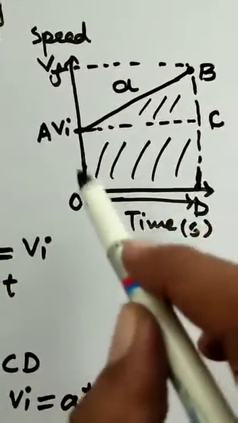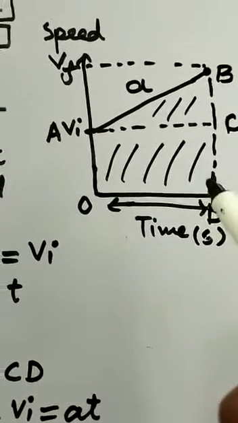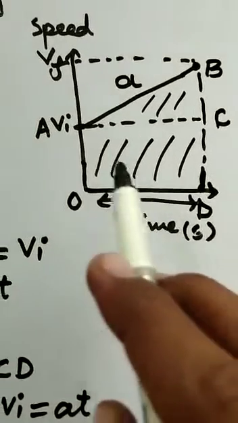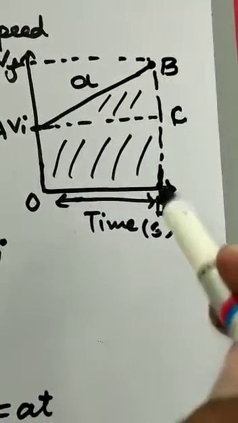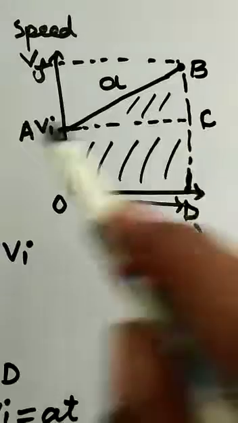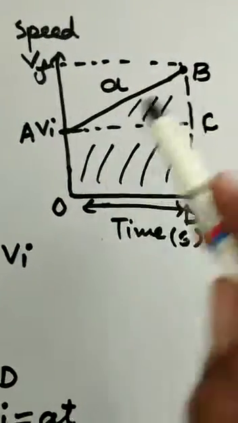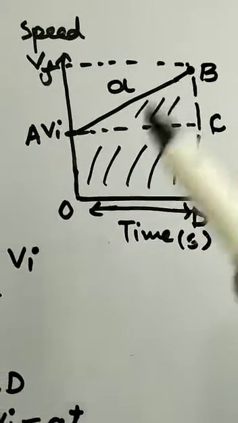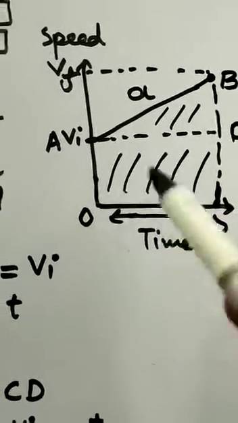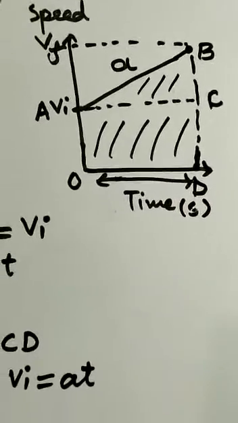OA shows the initial velocity of the moving object. OA and CD both show the initial velocity of the object, OD is the time, and BD is the final velocity of the object, which is vf. Slope AB shows the acceleration of that moving object, and then we have the distance. This shaded area under the slope AB shows the distance covered by that moving object.